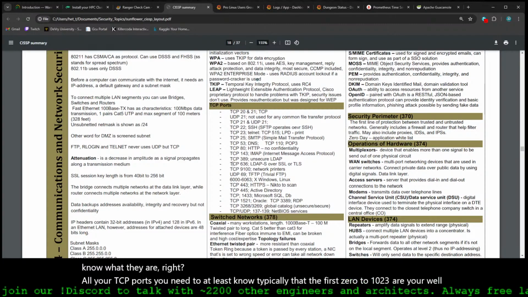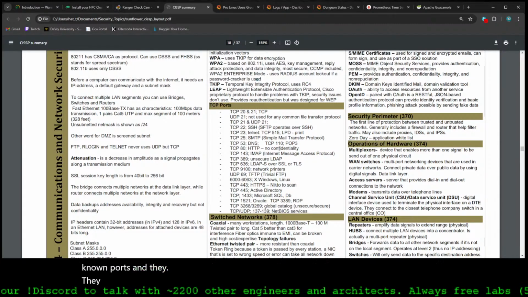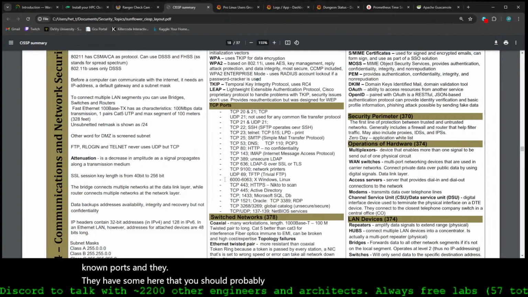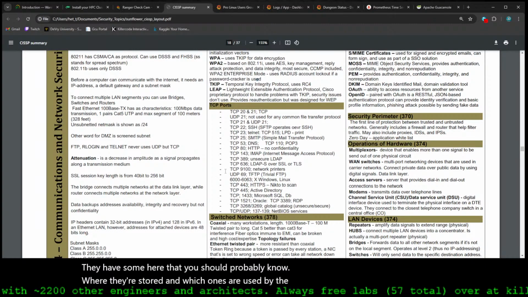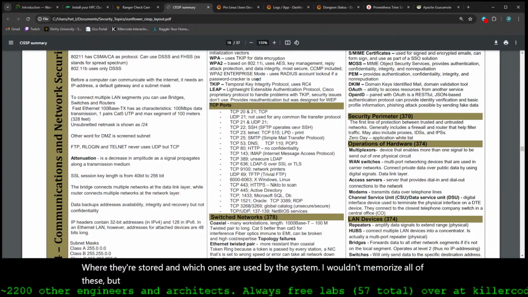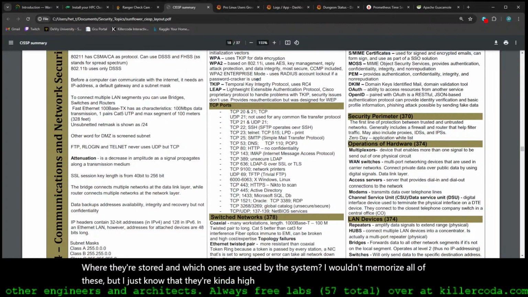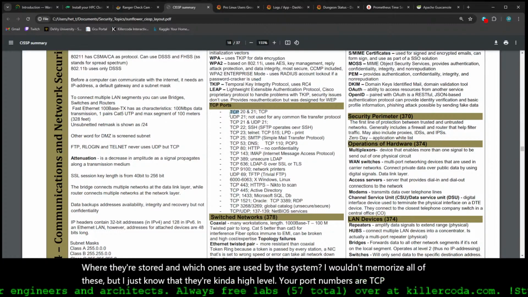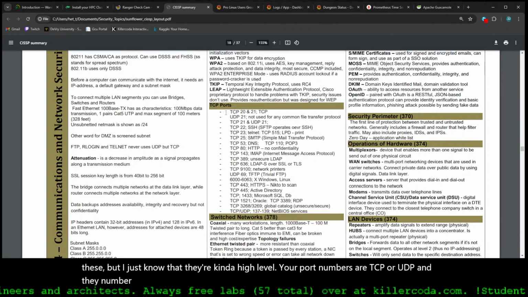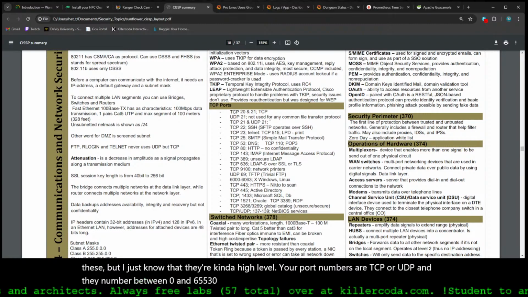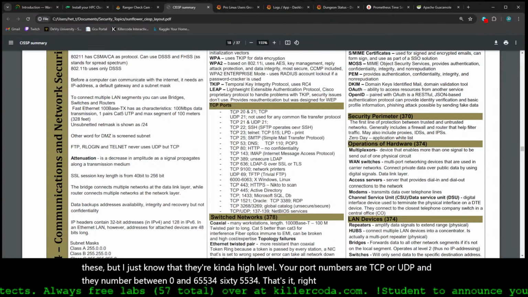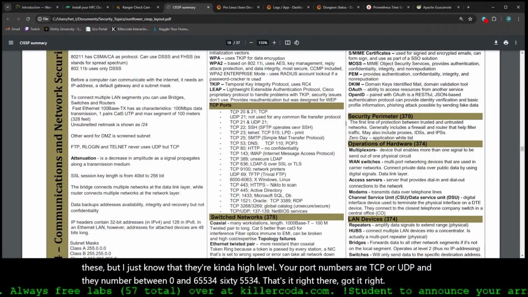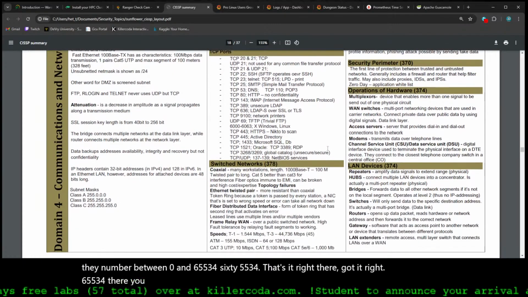are your well-known ports, and they have some here that you should probably know, where they're stored and which ones are used by the system. I wouldn't memorize all of these, but just know that they're kind of high level. Your port numbers are TCP or UDP, and they number between 0 and 65,534. Right there. Got it right. 65534. There you go.